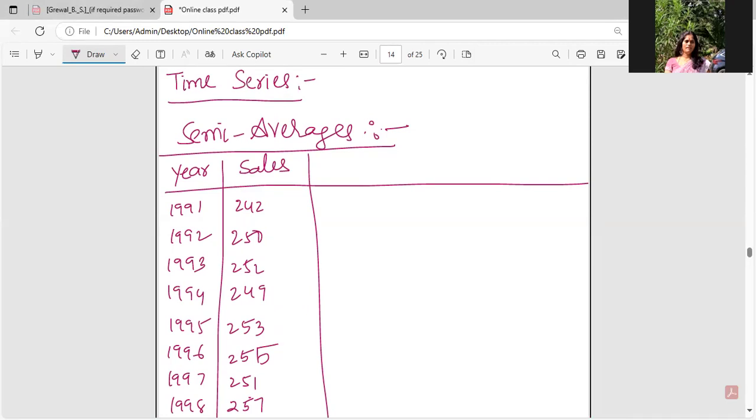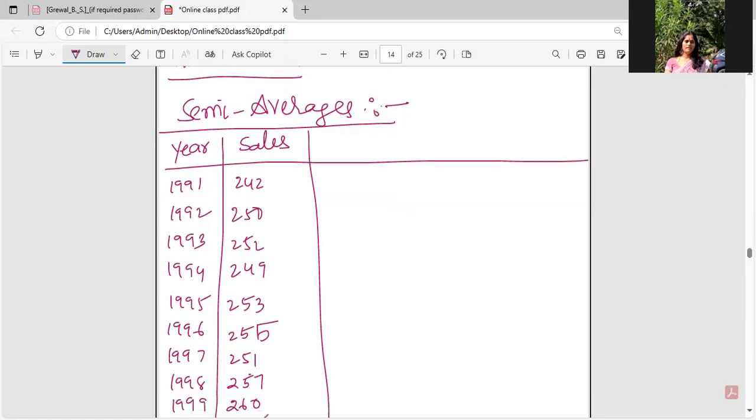I'm talking about the methods or the ways in which you usually assess a company's stocks or anything, based on some methods. One of such methods is semi-averages. Suppose I have a problem on semi-averages like this, where I'm given year and sales of a company.